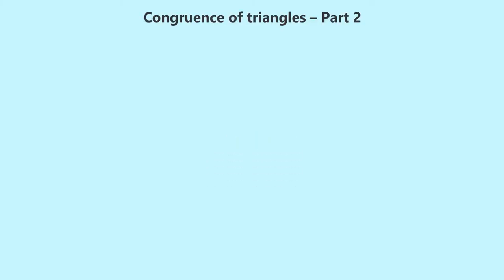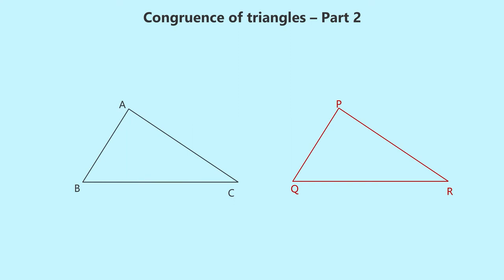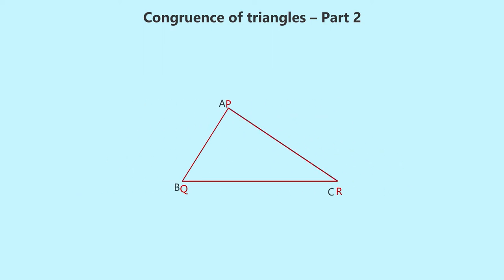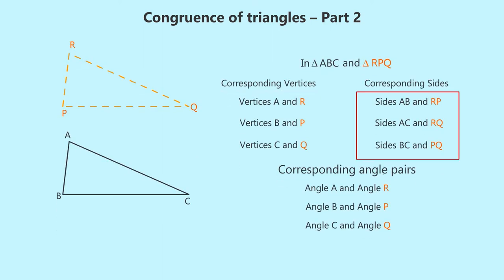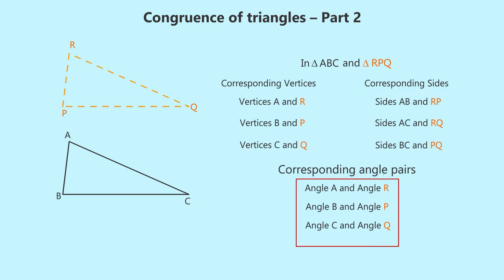Hello friends. In the last part, we learned about the congruence of triangles. We have also seen that while knowing about congruency of two triangles, we have to understand that the position in which they have been kept is also important. We also saw how we can identify pairs of vertices, pairs of matching sides and pairs of matching angles.